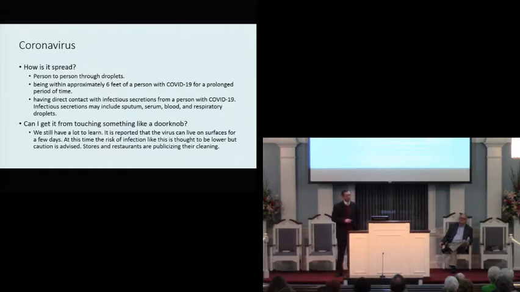So how is it spread? Person to person through droplets. Being within approximately 6 feet of a person with this illness for a prolonged period of time is a way that it's transmitted. Having direct contact with a person who's infected. Their secretions, their sputum, their blood, respiratory droplets.